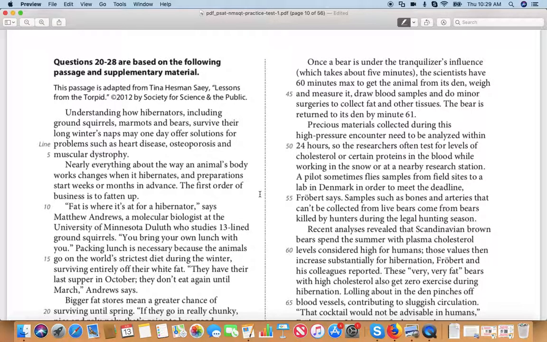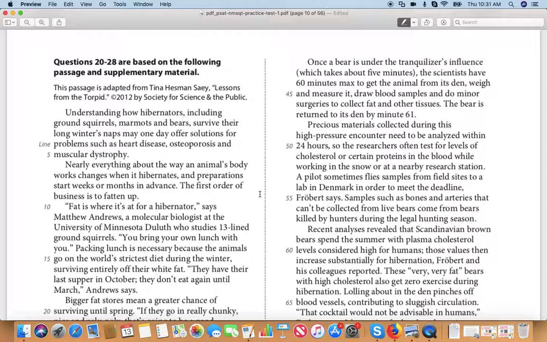Once a bear is under the tranquilizer's influence, which takes about 5 minutes, the scientists have 60 minutes max to get the animal from its den, weigh and measure it, draw blood samples, and do minor surgeries to collect fat and other tissues. The bear is returned to its den by minute 61.